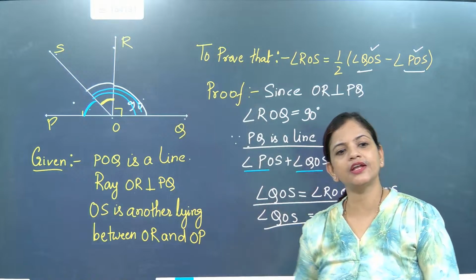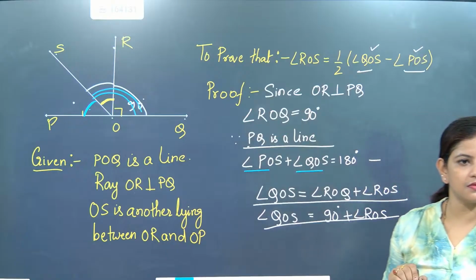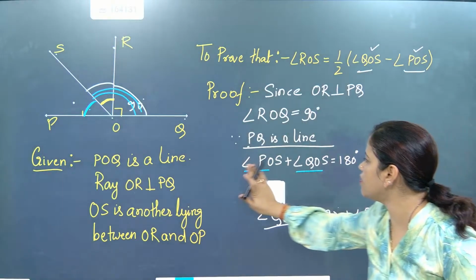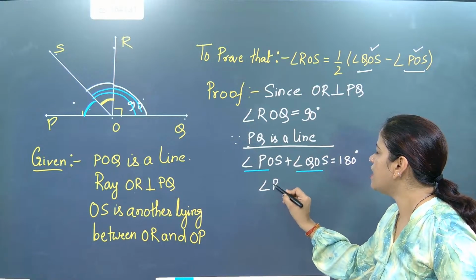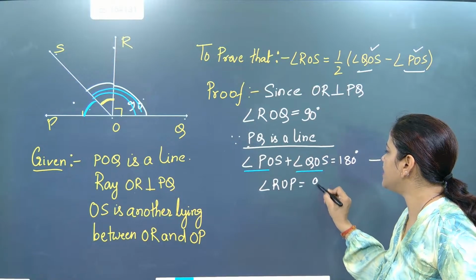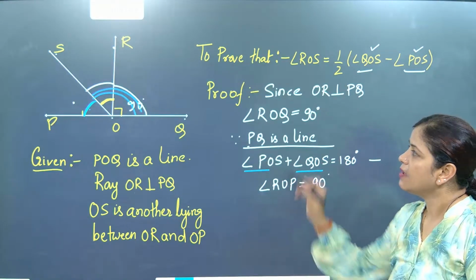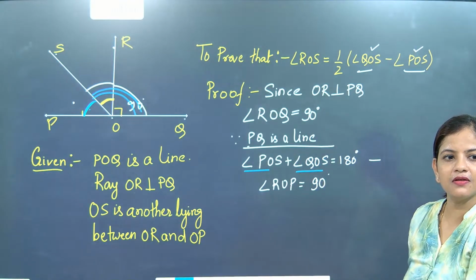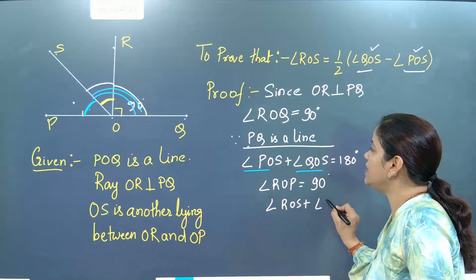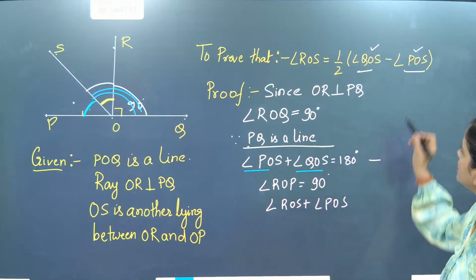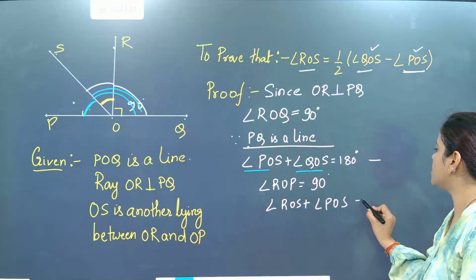From here, where will we get ROS? Can we take ROP? Okay, because this part, if I am taking, I am not getting anything. Students are getting stuck in this part. So here, if I take ROP, what am I getting? ROP is 90 degrees. But what can I write ROP as, beta? ROS plus POS. Bingo. ROS and POS. ROS is also here and POS is also here, and this is equal to 90 degrees.